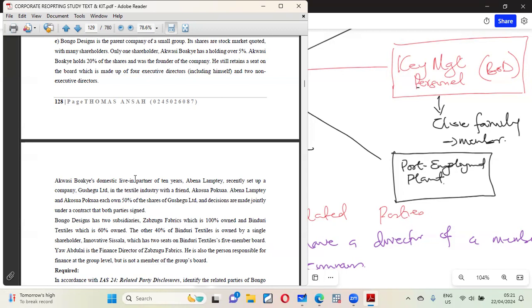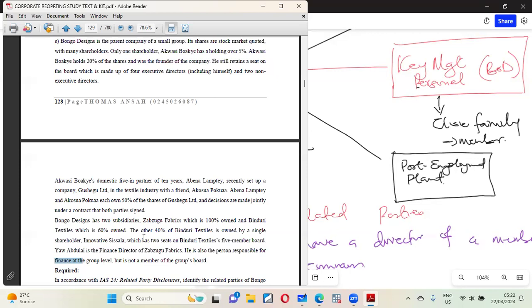Then when it comes to Zabzugu Fabrics and Binduri Textiles, they are related because they are in the same group, members of Bongo Designs. So that one too is a related party. Please take note of that. Then this year, Abdullah is the director of Zabzugu Fabrics. So Abdullah too is a key management personnel at the group level. So that one too is a related party transaction. But when you look at Innovative Sisala, it is not a related party transaction because it does not have any significant influence at the group level.